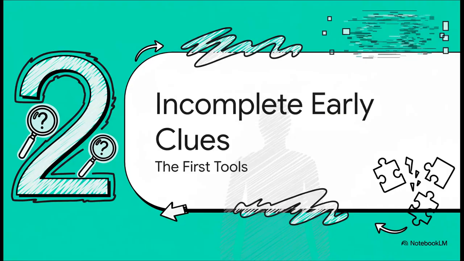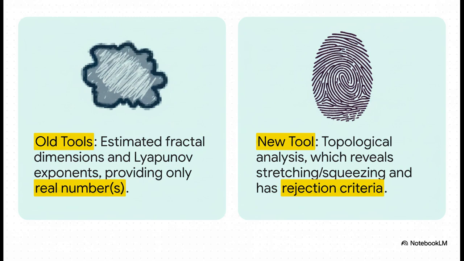Right, so as people started getting more interested in this whole chaos thing, the first generation of investigative tools started to pop up. But these early methods, they were kind of like trying to solve a murder with nothing but some really blurry security footage. They could tell you something happened, but they couldn't tell you how or why. And you can see the difference right here.